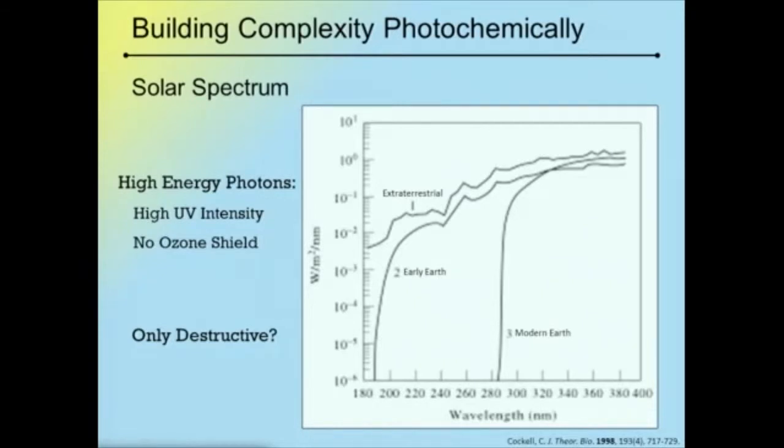If we look at the early Earth solar spectrum, you notice there's a lot more high-energy photons available. That's due in part because the young sun, while it was less luminous, had more UV intensity, but it's also because on the surface of the Earth there was less oxygen, or no oxygen, and no ozone shield cutting off the high UV energy. People usually think about this in terms of its destructive capabilities, DNA mutations and that kind of thing. But it doesn't necessarily have to only be destructive.